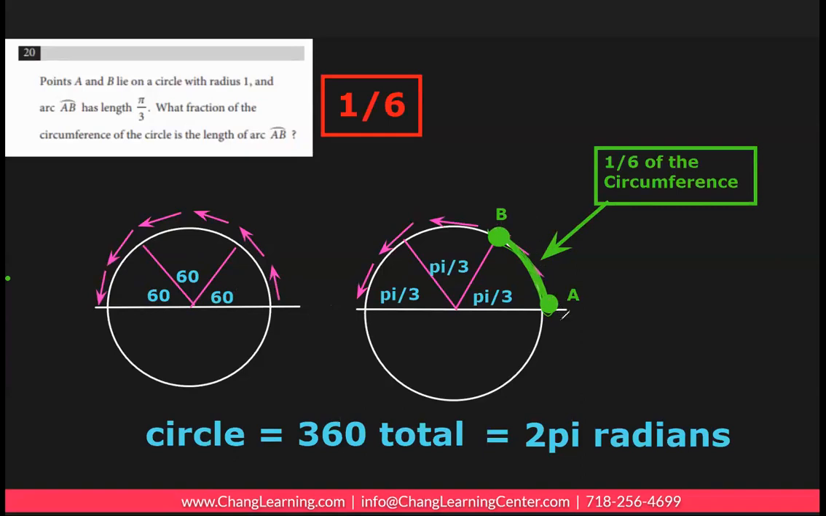So now this green piece of rope, if we wanted to know the length, that would be precisely pi divided by 3 units here for arc AB. We know that that's a sixth of the entire circle or full circumference. So the correct answer is that AB is 1/6 of the circumference.